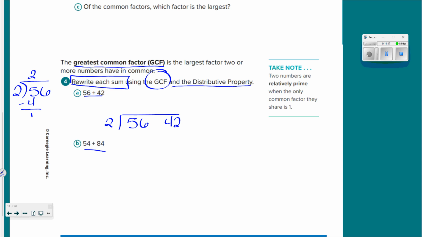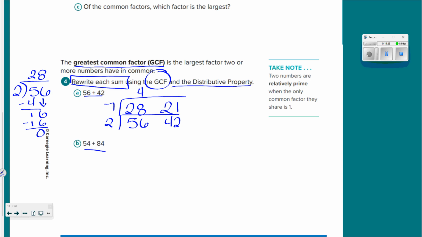Can 2 go into both of those numbers? No, because 21 is not even. Can 3 go into both of those numbers? No. Can 5 go into both of those numbers? No. Can 7 go into both of those numbers? 7 goes into 28 how many times? 4. And into 21, how many times? All right, what do we know about GCF? We know GCF is on the left, so I am multiplying 2 and 7. My GCF is 14.